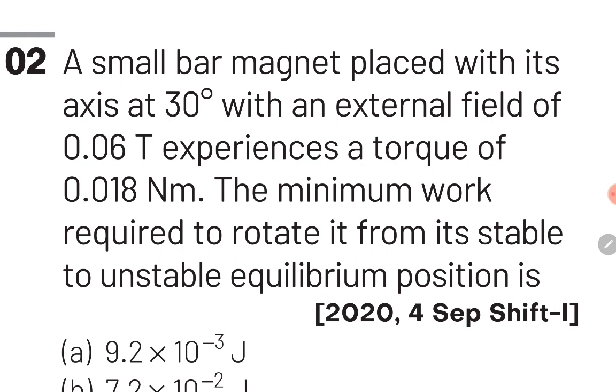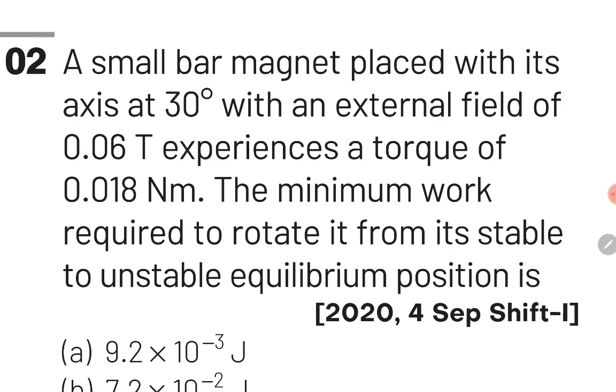The first question of the chapter is: a small bar magnet placed with its axis at 30 degrees with an external field of 0.06 Tesla experiences a torque of 0.018 Newton meters. The minimum work required to rotate it from its stable to unstable equilibrium position is.